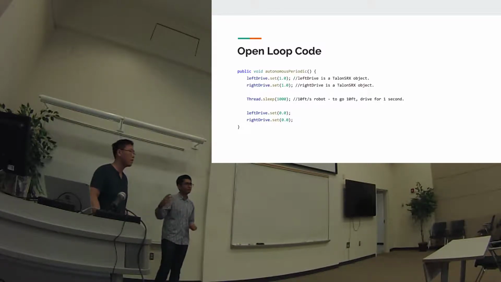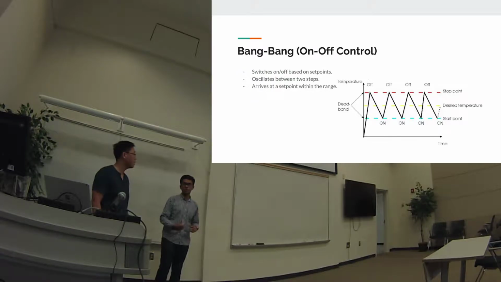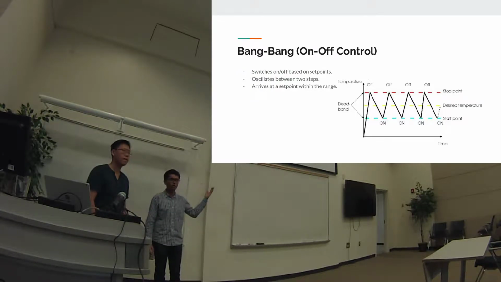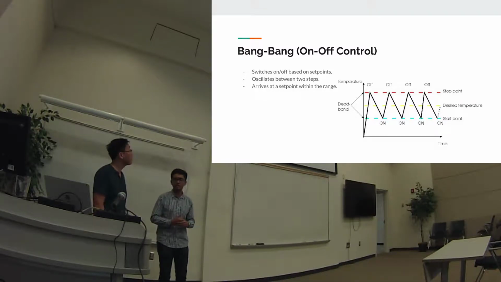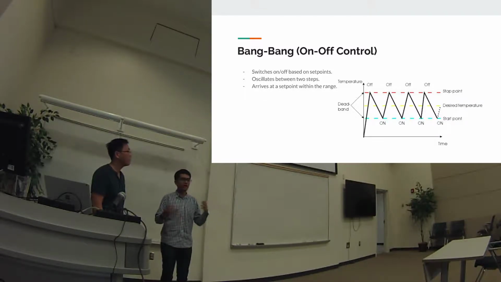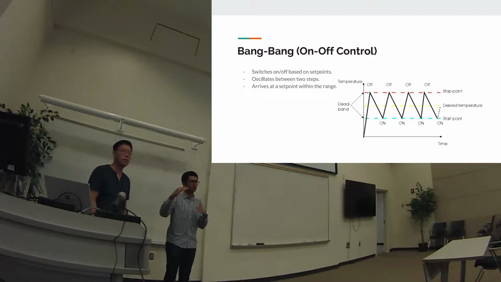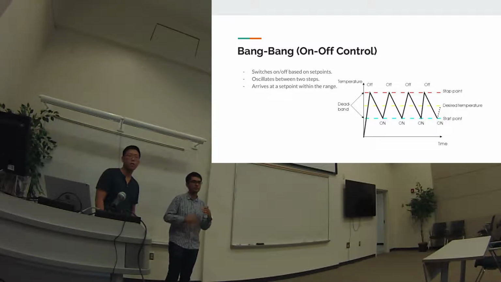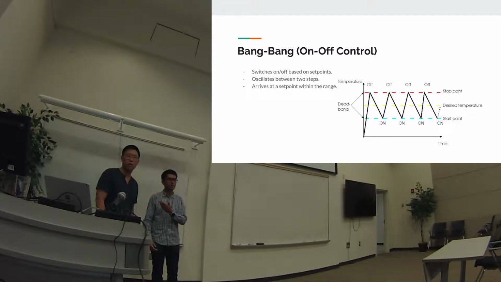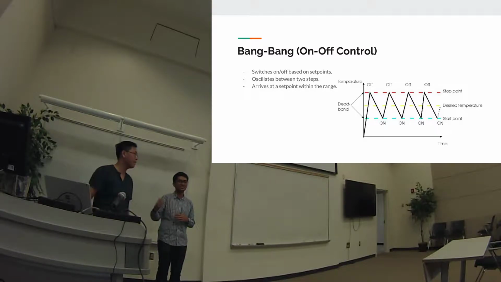If we were to use this but bring in sensors, we would have what's called bang-bang control, or on-off control, or hysteresis control. All of these are the same thing: it takes an encoder or any kind of sensor value and has two set points, a maximum set point and a minimum set point, and it would stop within that range. A great example is a thermostat, like Justin said before.